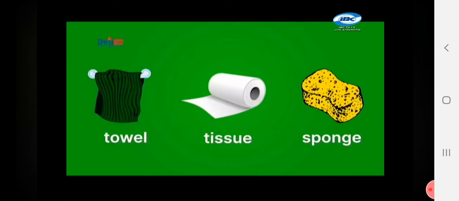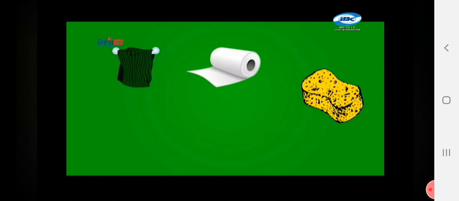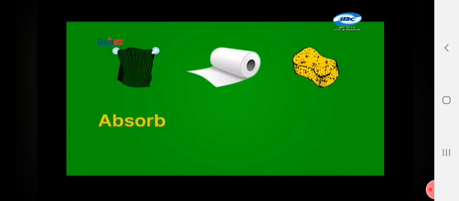Examine the materials in set A. These materials are commonly found at home and are grouped according to their property. Can you identify the property by which they are grouped and classified? What property do the towel, tissue, and sponge have in common? A towel, tissue, and sponge can absorb water.